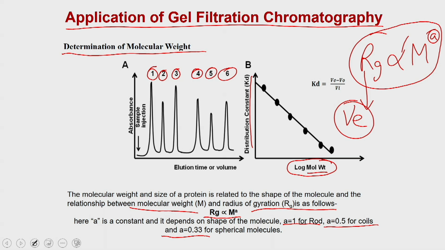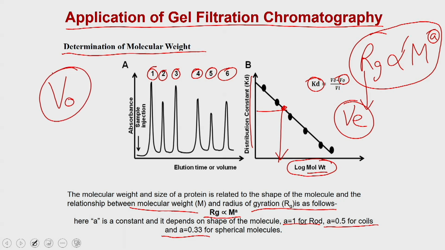Then you do the same exercise and calculate the VE, and then you calculate the Kd value of your unknown protein. Suppose this is your unknown protein, that will give you the log molecular weight, and from this log molecular weight you can calculate the molecular weight of that particular protein. Now, in this type of exercise, what you do not know is the void volume. So, how to calculate the void volume?